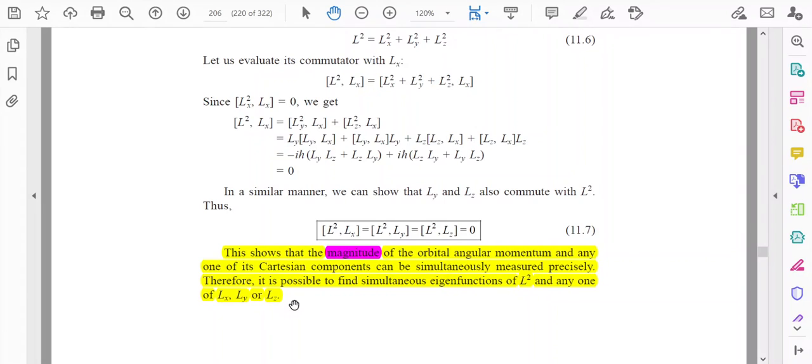This statement is very important, because in the next lecture we will use it. Again I am repeating: it is possible to find simultaneous eigenfunctions of L square and any one of Lx, Ly or Lz. Why? Because of the commutation relations described here.